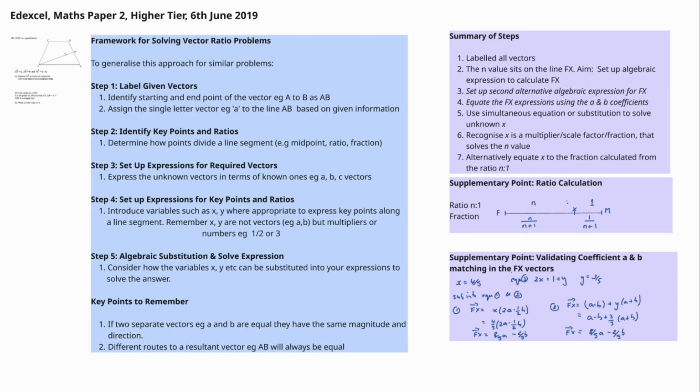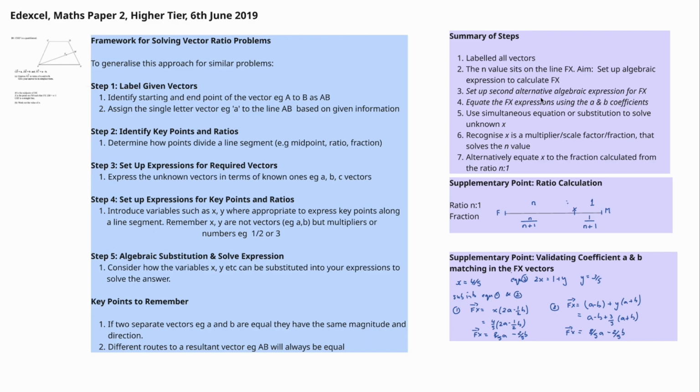Let's have a quick review of the summary of the steps we took to solve part B. So we labelled up all the vectors. Second point, what we were aiming to achieve, the question was asking us to calculate the value of n that sits along the line fx. So our aim was to set up an algebraic expression to calculate fx. The problem was that that expression didn't lead us to an easy way of calculating n or the x value. So we had to set up a second alternative algebraic expression for fx. And then we had to look at equating the two expressions for fx together.